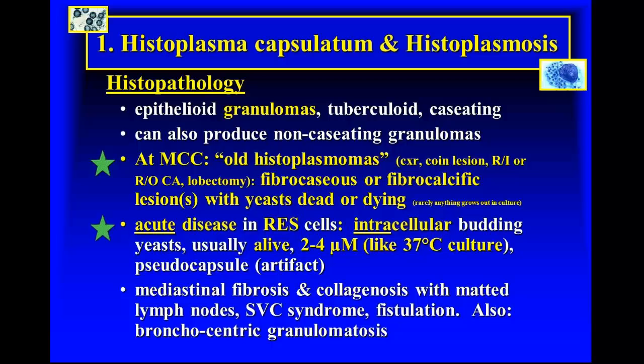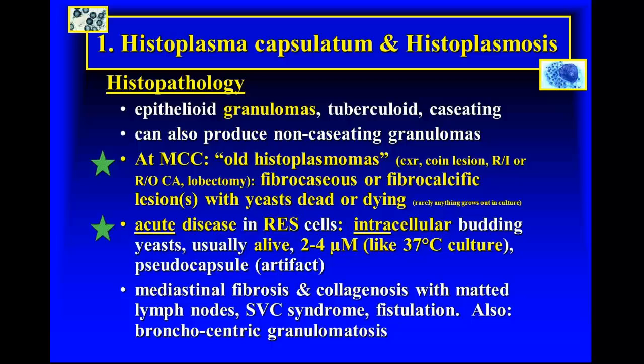Lo and behold, in the midst of fibrosis and caseation or fibrosis and calcification, we see these little yeasts that are dead or dying, because I can tell you in 20 years, I always get a PC micro. If I don't get one, I go get it myself. And we have never grown out histo from a histoplasmoma. That tells you that these things have been there for a long, long time, and they're pretty much dead or dying. Not so in acute disease.